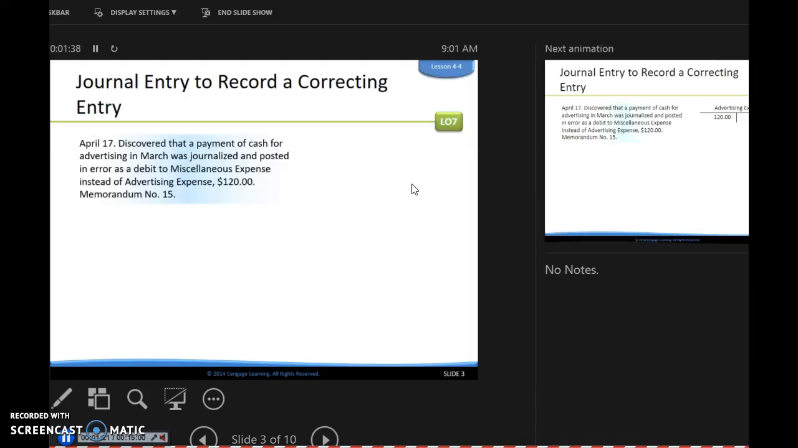Okay, so we have this transaction. April 17th, discovered that a payment of cash for advertising in March was journalized and posted in error as a debit to miscellaneous expense.